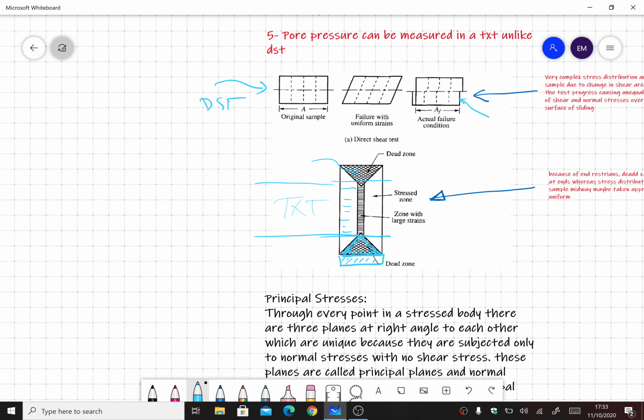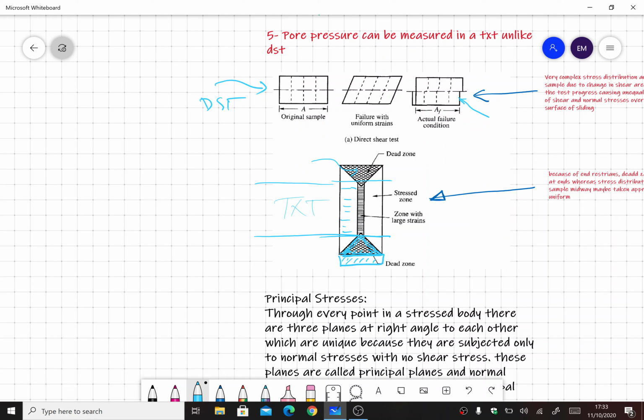Okay, so the second thing that is related between the two tests is that volume change measurement is more accurate in a triaxial test, and then we have complete state of stress known at all stages of the triaxial test, whereas only stresses at failure are known in a direct shear test.